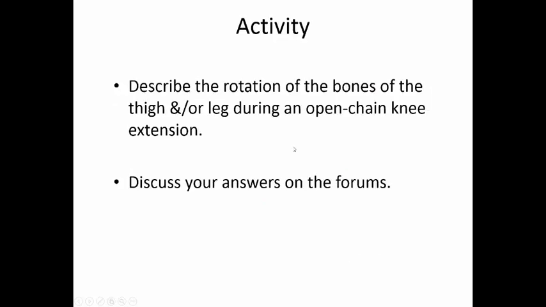Previously we looked at the rotation of the femur on the tibia during a closed chain knee extension. So this was a locking of the knee in a closed chain knee extension. I want you to describe the rotation of the bones we might expect to see in either the femur or the tibia during an open chain knee extension.